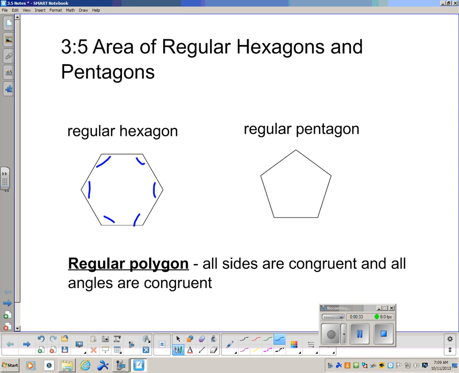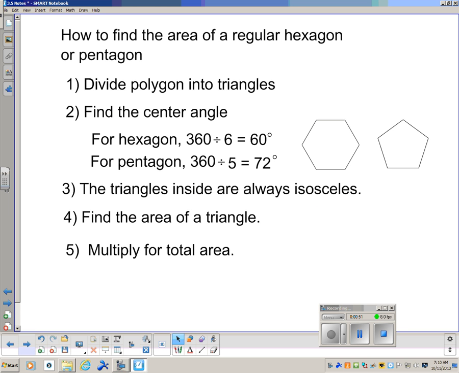And then over here we've got a regular pentagon. It has 5 congruent sides, so all these sides here are congruent to each other. And then all of the angles in here are congruent to each other. Hence the name regular. So we're going to find the area of a regular hexagon or pentagon.